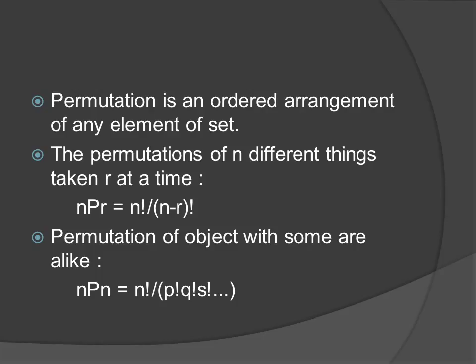Permutations of objects when some are alike: the formula is n permutation n equals n factorial divided by the quantity p factorial times q factorial times s factorial, and so on.